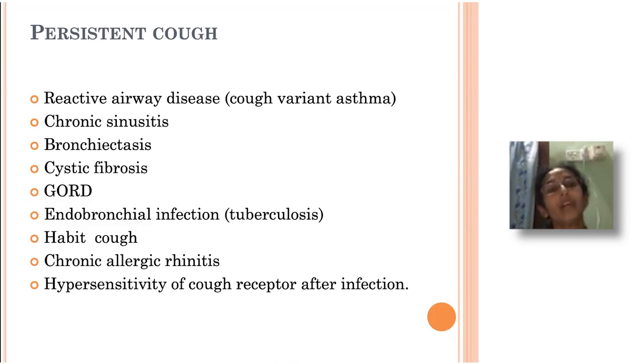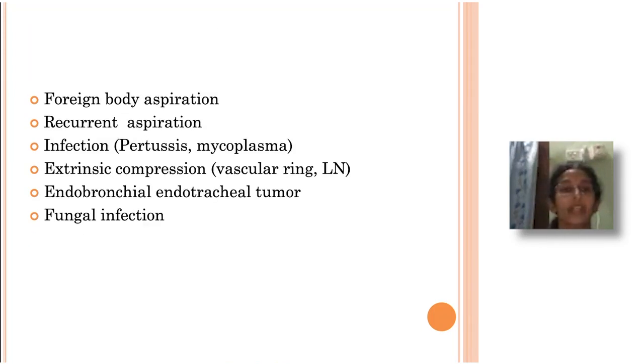Persistent cough can be due to reactive airway disease, cough variant asthma, chronic sinusitis, bronchiectasis, cystic fibrosis, gastroesophageal reflux disease, endobronchial infections like tuberculosis, habit cough, chronic allergic rhinitis, hypersensitivity of the cough receptor after an infection, foreign body aspiration, recurrent microaspiration, infections like pertussis or mycoplasma atypical infections, extrinsic compressions like a vascular ring or lymph nodes, endobronchial or endotracheal tumors, or fungal infections. The list goes on as a long list.